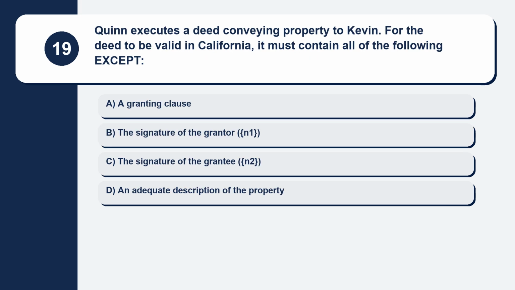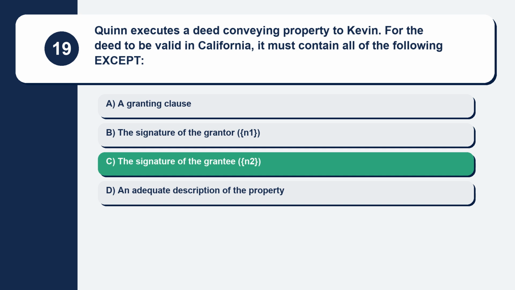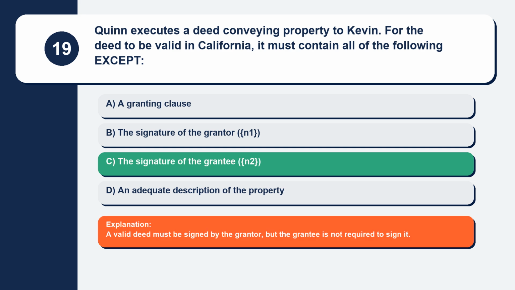Question 19. Quinn executes a deed conveying property to Kevin. For the deed to be valid in California, it must contain all of the following except. Here are your options. Option A, a granting clause. Option B, the signature of the grantor. Option C, the signature of the grantee. Option D, an adequate description of the property. The correct answer is option C, the signature of the grantee. Explanation: a valid deed must be signed by the grantor, but the grantee is not required to sign it.